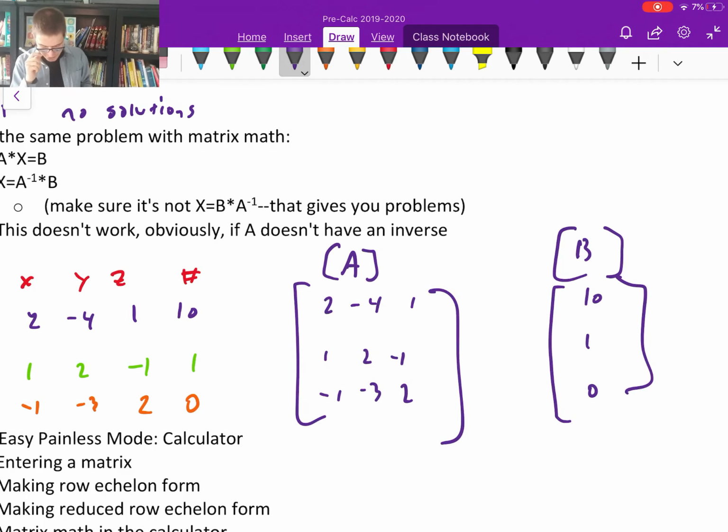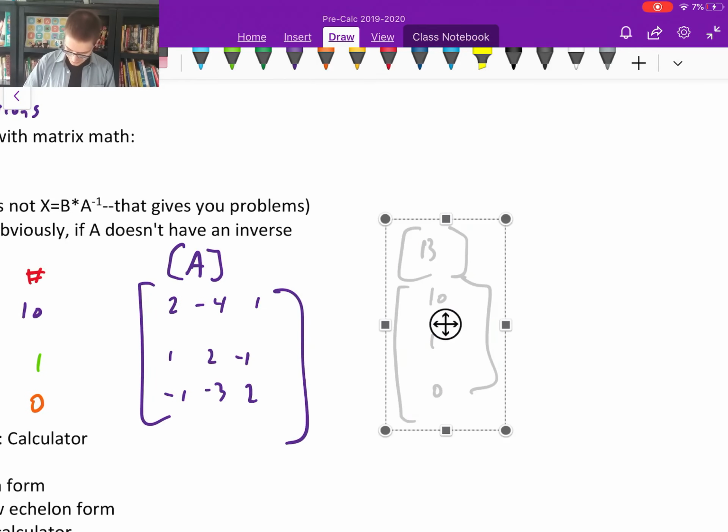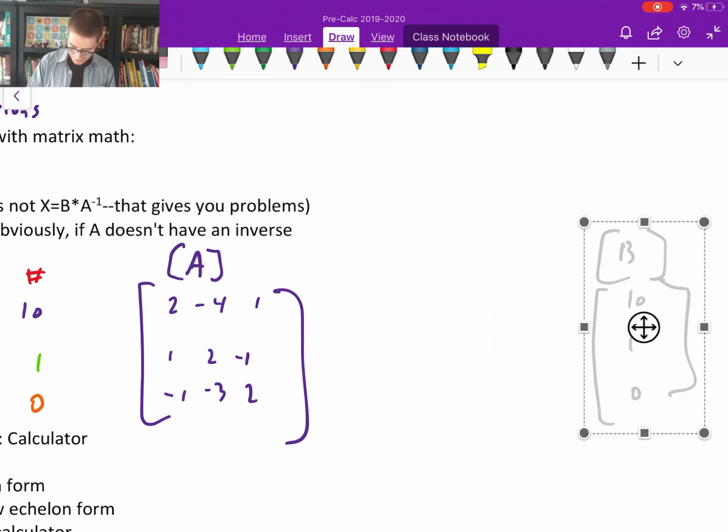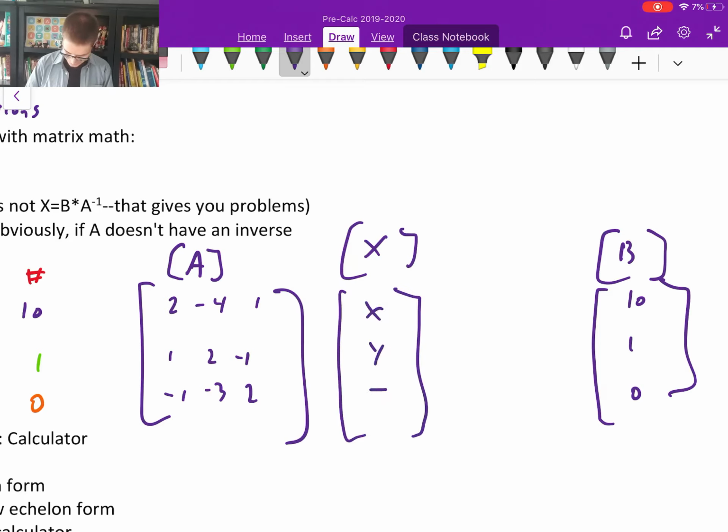Okay. Now, if matrix A is a square matrix, which it usually is, we can use matrix algebra in order to solve for this. We can figure out that matrix A times another matrix, we'll call it matrix X, which is X, Y, and Z, equals matrix B. Matrix A times matrix X equals matrix B.